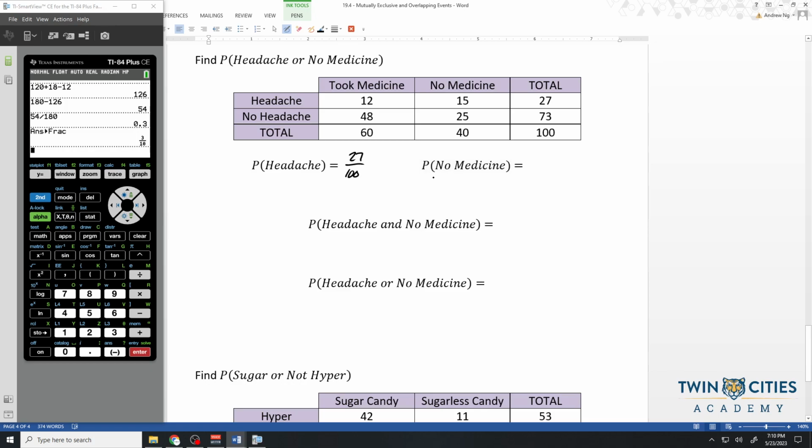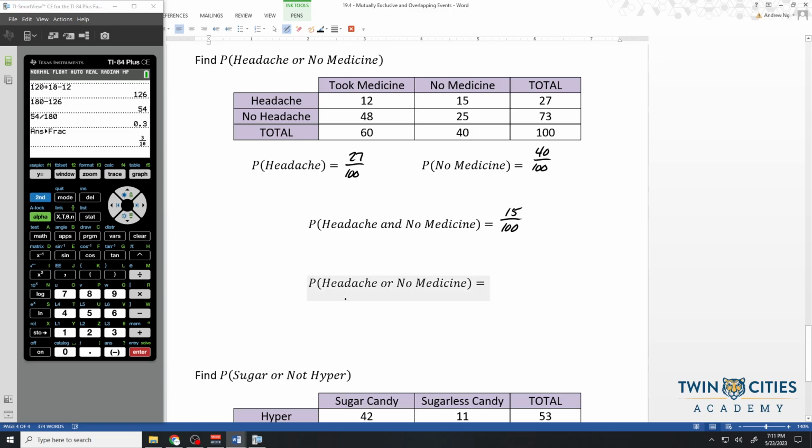Okay, now what's the probability that I select someone that did not take medicine? So the probability of no medicine. 40 people did not take medicine out of 100 in total. What's the probability that I pick someone at random that had a headache and they didn't take medicine? So let's get really specific here. Headache and no medicine, there were 15 of them. So 15 out of the 100 had a headache but did not take medicine.